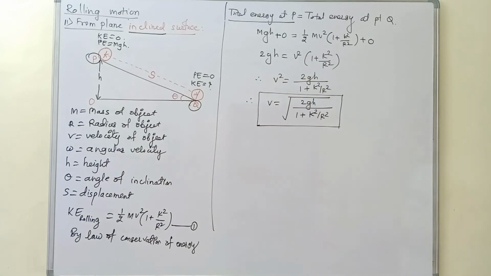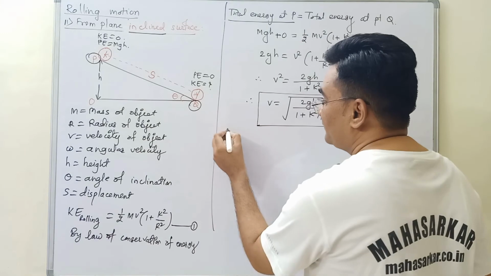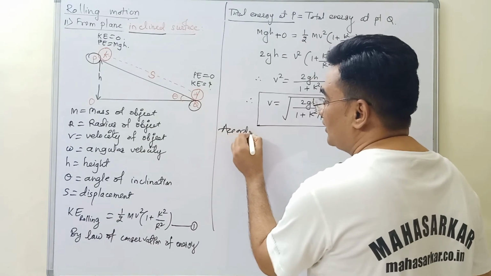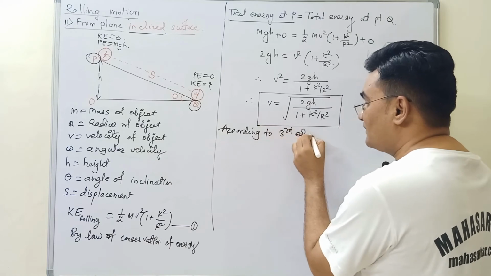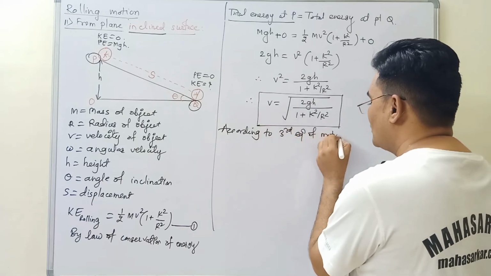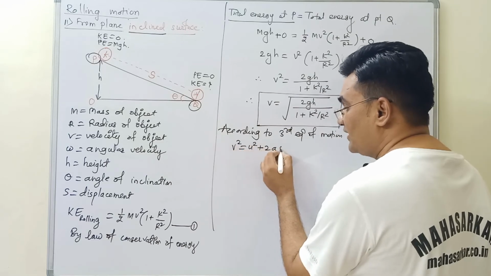If the velocity is known, we can find the acceleration. To find the acceleration you can use the third equation of motion. So what is the third equation of motion? According to the third equation of motion, what can we have? v square equal to u square plus 2as.